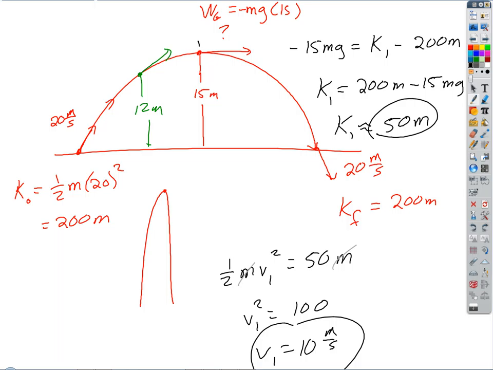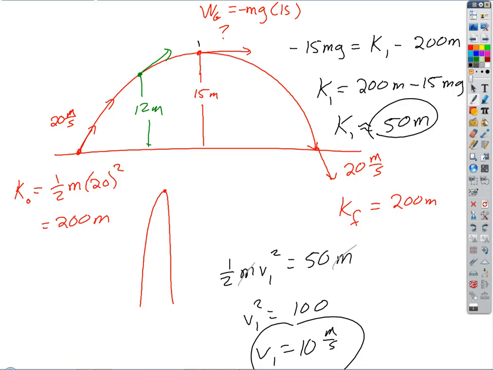So once again, the 15 and the 12 are not special in any way. Those are just numbers I happen to pick. I could have picked 5 or 7.9 or something, and then we could have found out how fast it was going at that height.